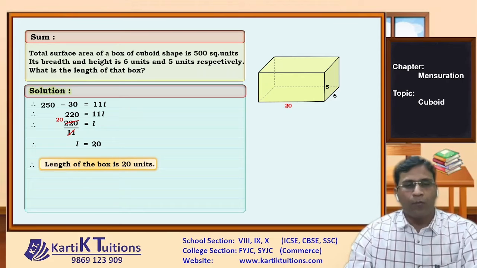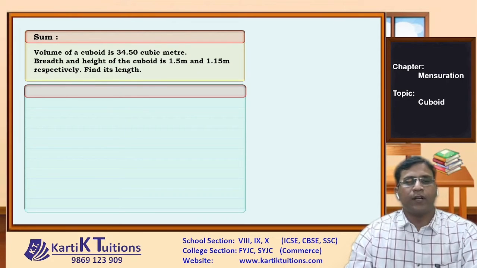Let's look at one more sum. Volume of a cuboid is 34.50 cubic meter. Breadth and height of a cuboid are 1.5 meter and 1.15 meter respectively.